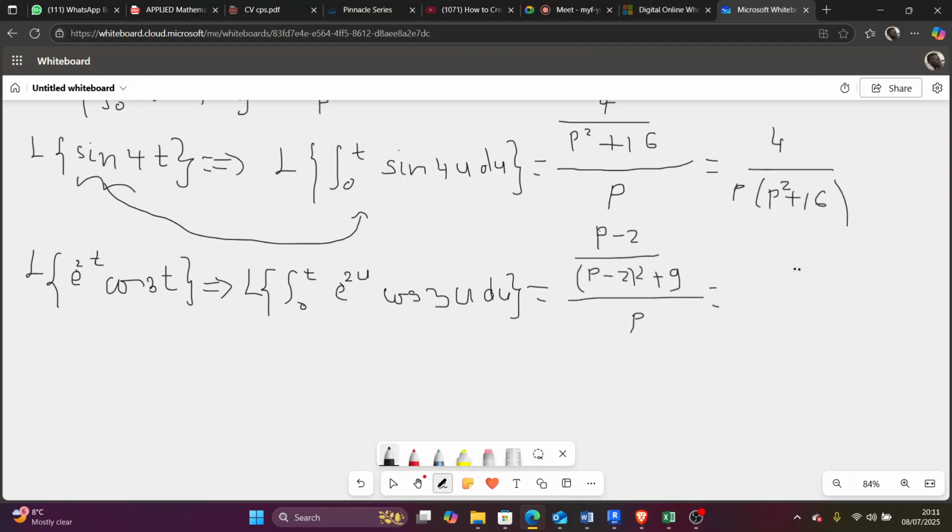If we want to write it with beauty, we're going to get P minus 2 over P, P minus 2 square, sorry guys, plus 9. Remember, the P is multiplying everything, right? This is literally it. So this is the scope of where I wanted to stop today.